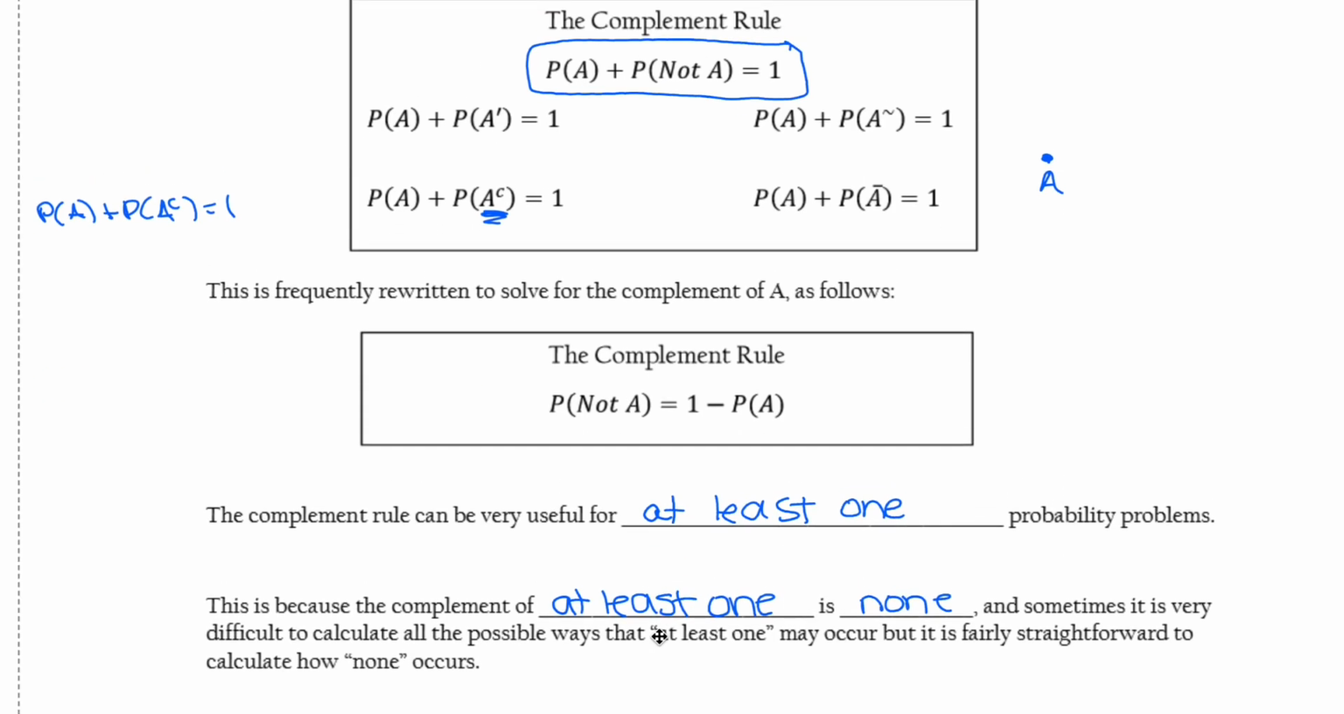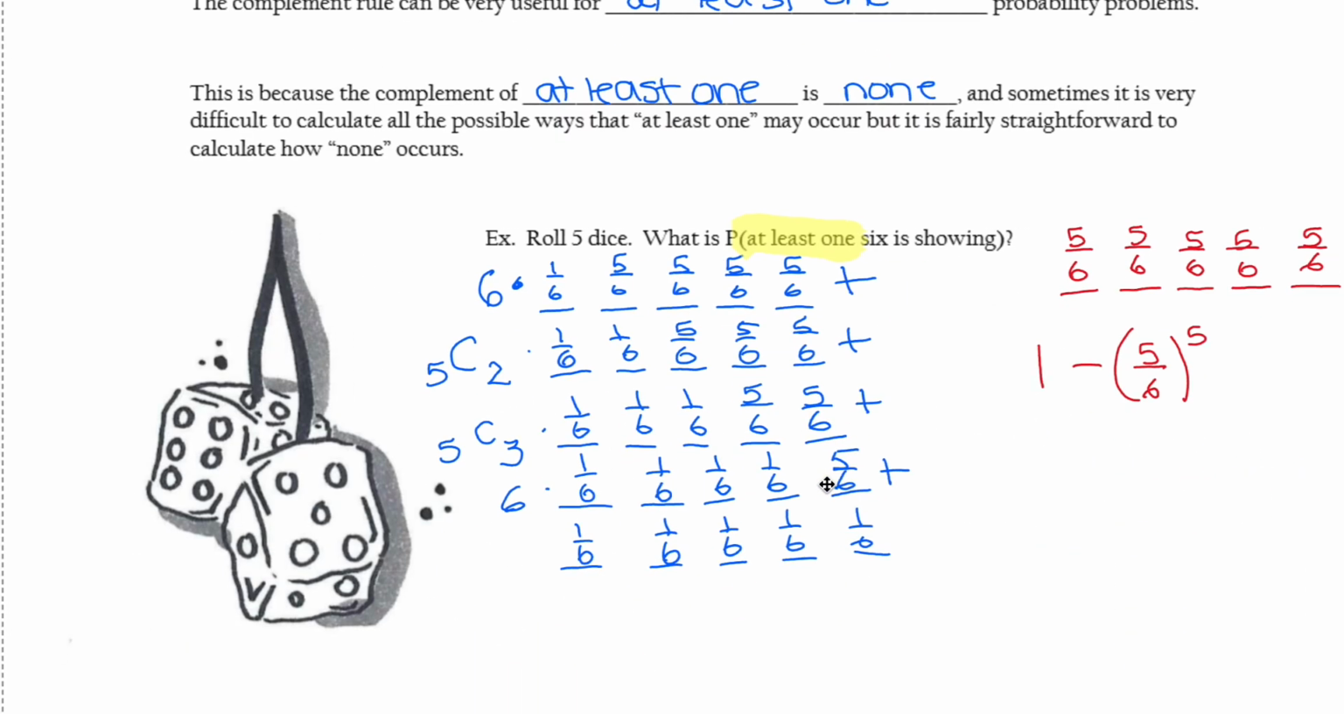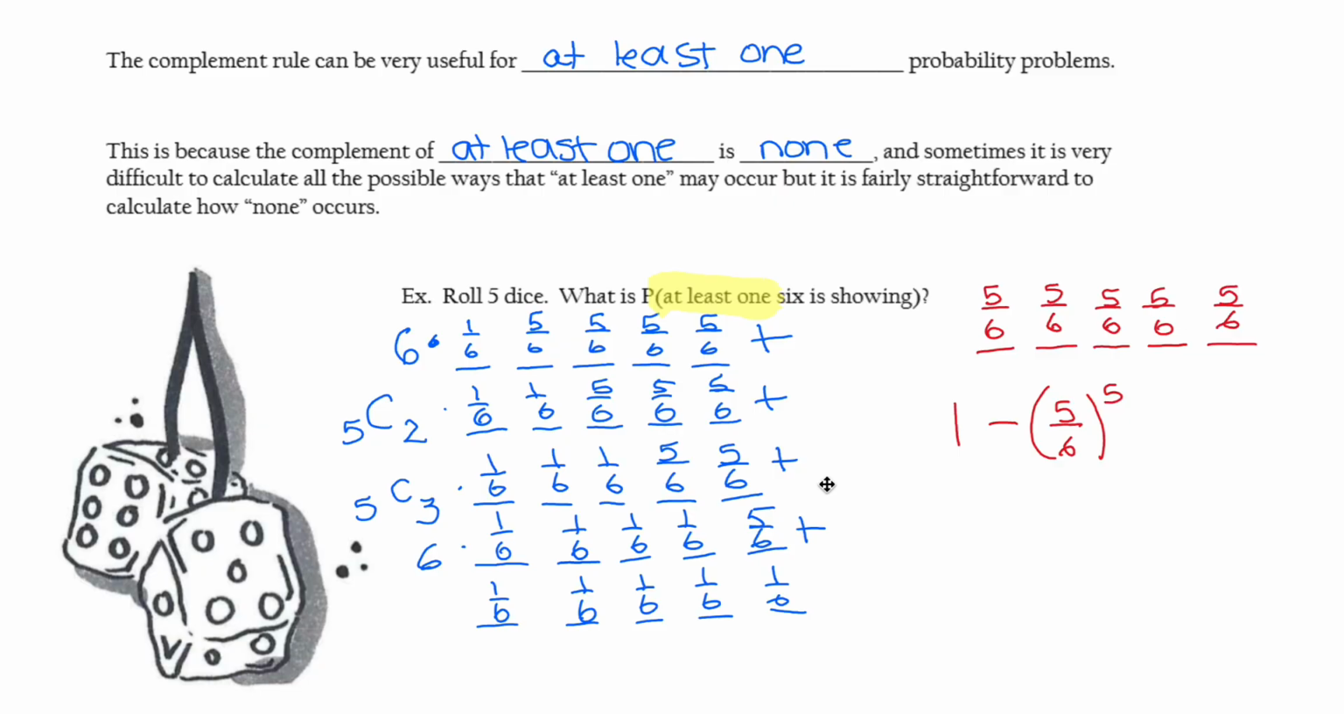The complement rule can be very useful for at least one probability problems. This is because the complement of at least one is none, and sometimes it is very difficult to calculate all the possible ways that at least one may occur, but it is fairly straightforward to calculate how none occurs. So if the question has terms like at least one, that's a hint for you to use the complement rule. So let's do it in practice.